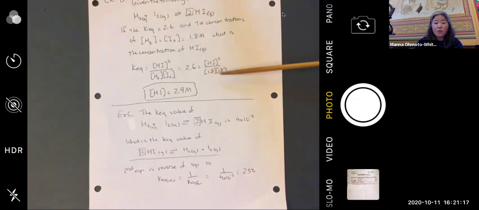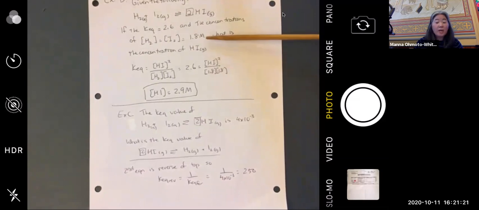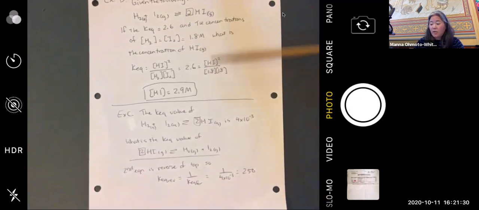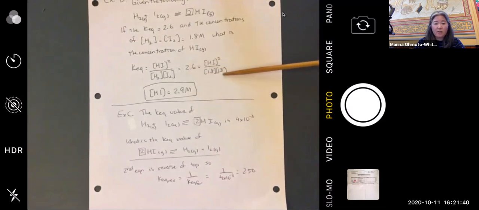So I then plug in my values. I don't know my HI concentration, but both my H2 and my I2 gases are 1.8 molar. So I don't have to divide by the volume of the container because I'm giving you the concentrations in molarity, so I don't have to do anything extra. So then I'm just solving for my unknown, and my unknown ends up being 2.9 molar. So what I did was I multiplied 2.6 by 1.8 squared, and that gave me 2.9 molar.